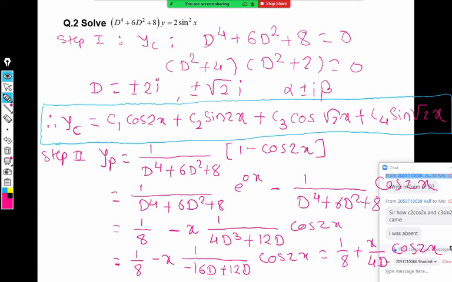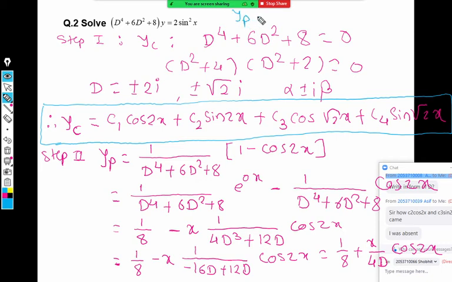Now it is 1 upon d. This 1 upon d integral is the integral of cos 2x now. 1 by d of cos 2x means integral of cos 2x. So what will be the last step or the answer here? I will write the answer on the top now. We don't have the space, so I will write it here.